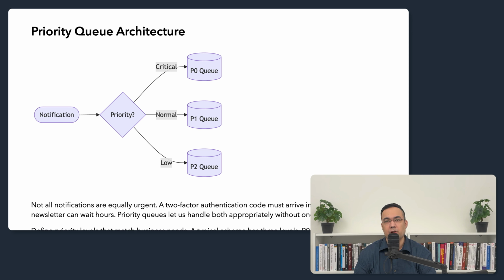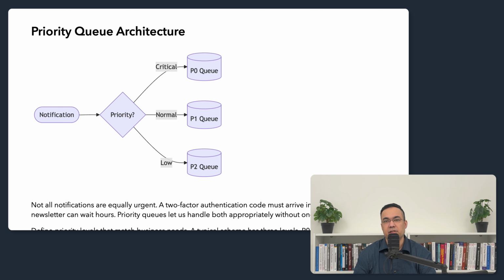You should be defining priority levels that match your business needs. A typical schema has 3 levels. P0 critical is for notifications that must arrive immediately, for example, authentication codes, security alerts, and similar urgent messages. P1 normal is for standard notifications like order confirmations, shipping updates, and password reset links. P2 low is for marketing and promotional content, for example, newsletters, recommendations, and re-engagement campaigns. You should be mapping each notification category to a priority level in your configuration.